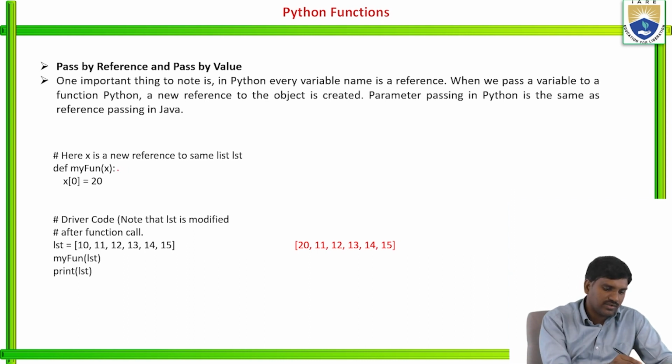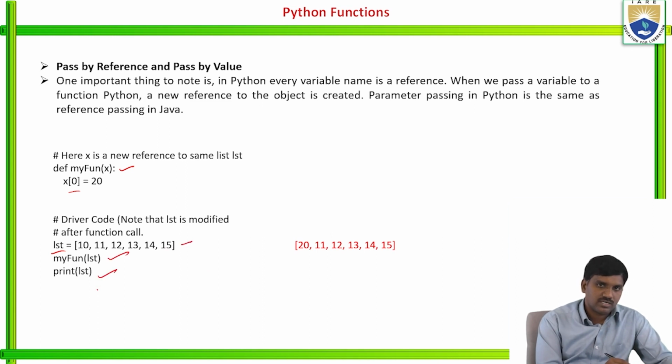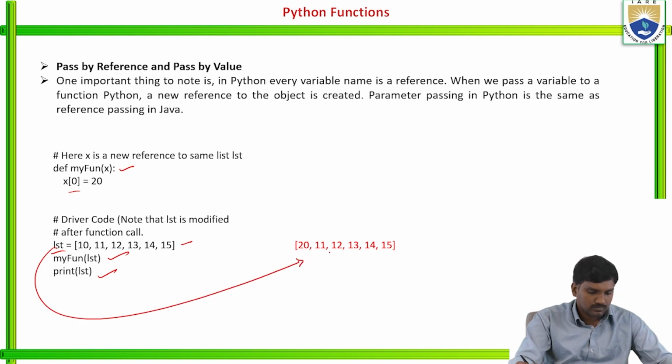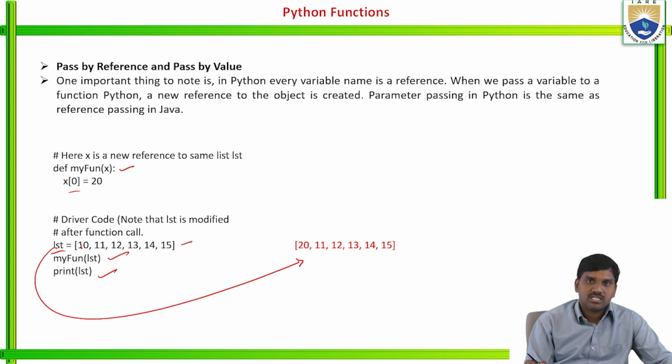So def myFunction(x): x[0] = 20. You just assign the value 20. In the driver code, note that the list is modified after the function call. lst = [10, 11, 12, 13, 14, 15]. myFunction(lst) and print(lst). It prints 20, 11, 12, 13, 14, 15. So this is pass by reference.